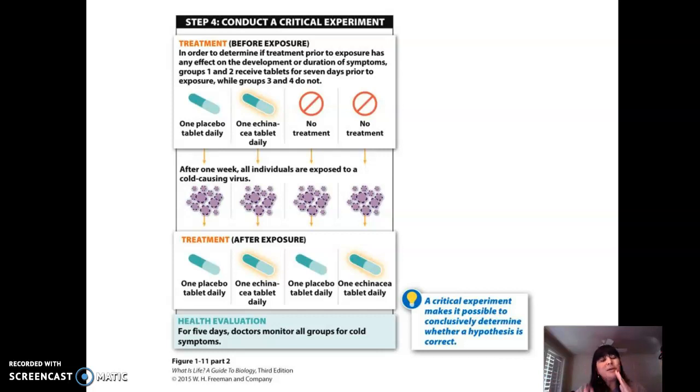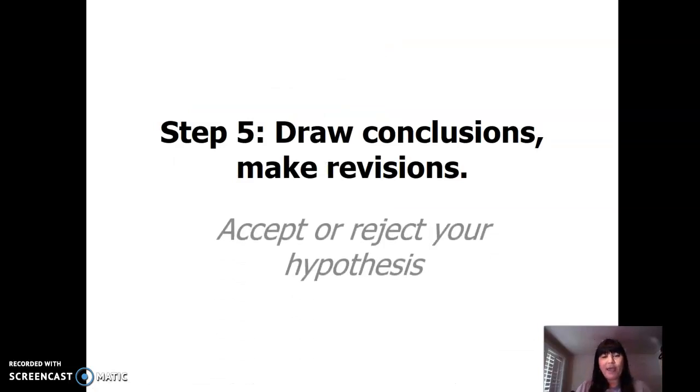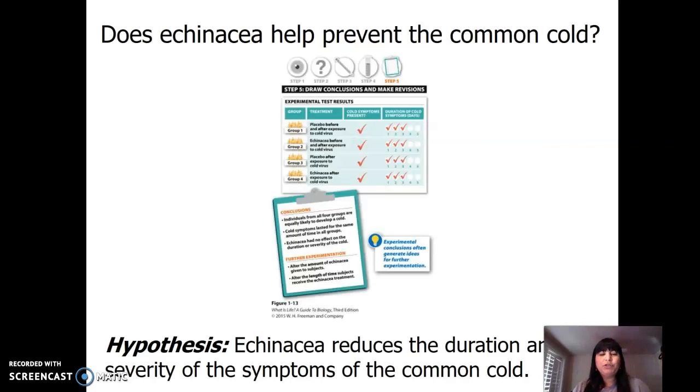Then they're going to compare the two groups. Again, we're just going to focus on these two. Don't worry about these two. So we're going to look at our data, right? And we're going to draw conclusions and maybe make revisions, okay? And then in the conclusion section, accept or reject our hypothesis. So I'm going to go to the data here, the results, okay?